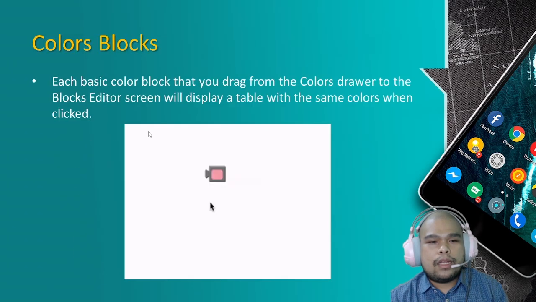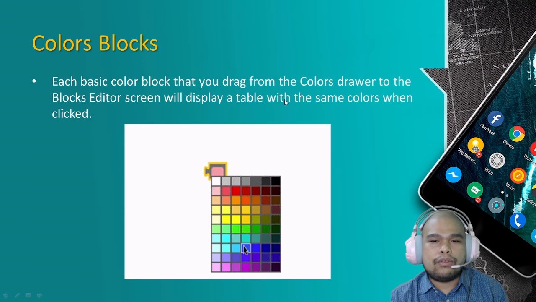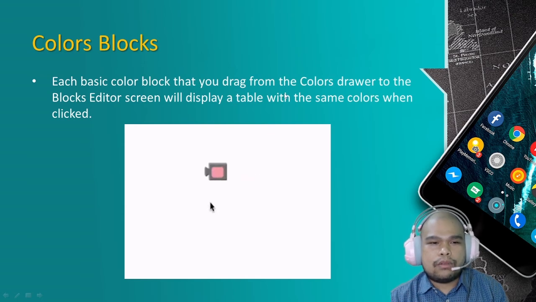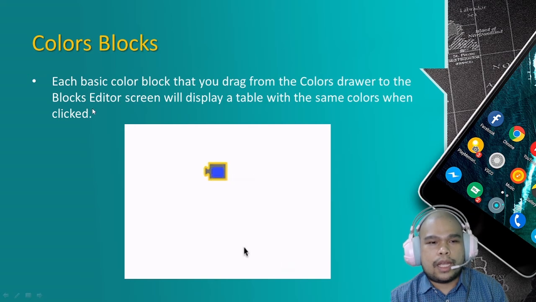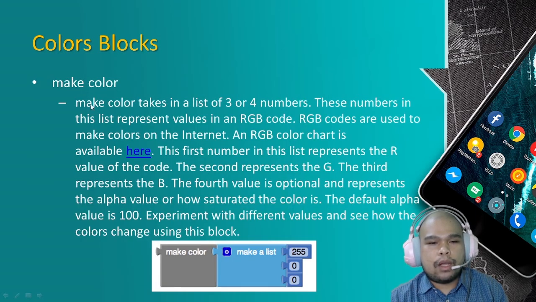Okay? Next is, each basic block can drag, that you drag with the color drawer to the blocks editor will display a table with the same colors when clicked. Next, we have your make color. So, make color takes in a list of 3 or 4 numbers. So, these numbers, this list represents values in RGB code.